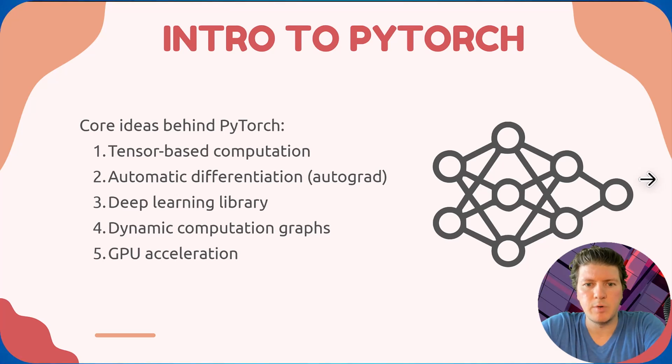Core ideas behind PyTorch. First, it's a tensor-based computation. PyTorch uses tensors, which are multi-dimensional arrays similar to numpy but optimized for GPUs. Automatic differentiation, or autograd. PyTorch automatically computes gradients needed for training neural networks using backpropagation. Deep learning library. PyTorch has a number of useful building blocks that utilize tensors and automatic differentiation.